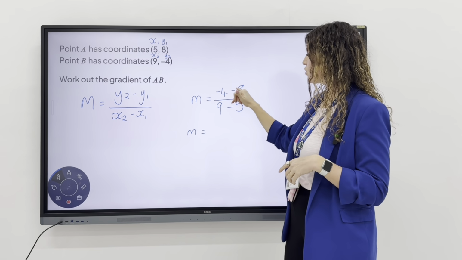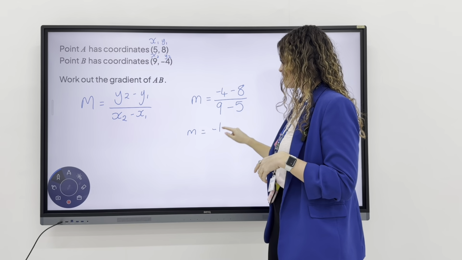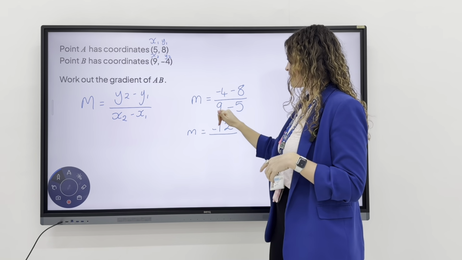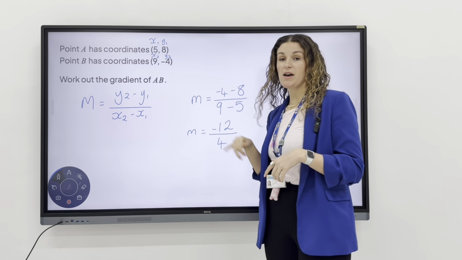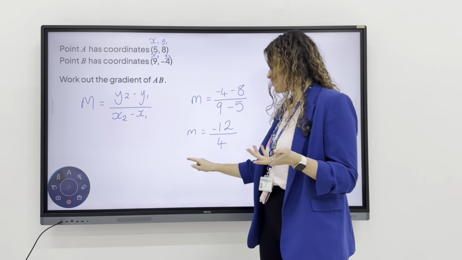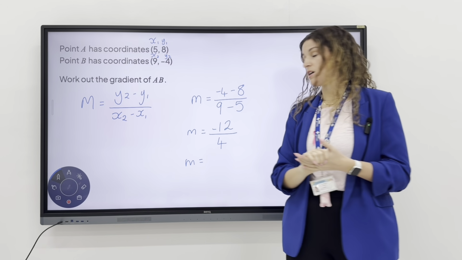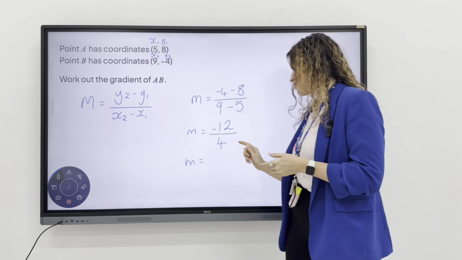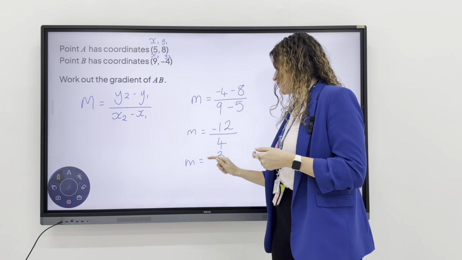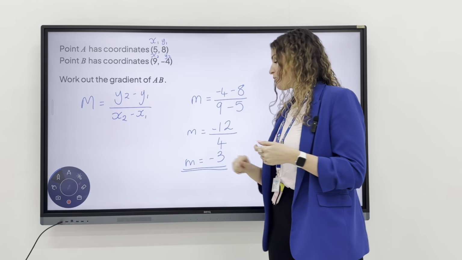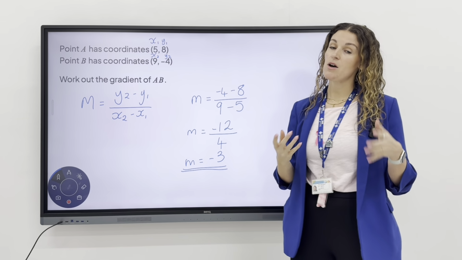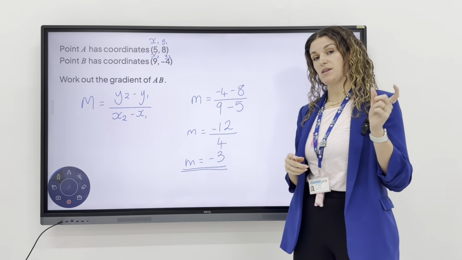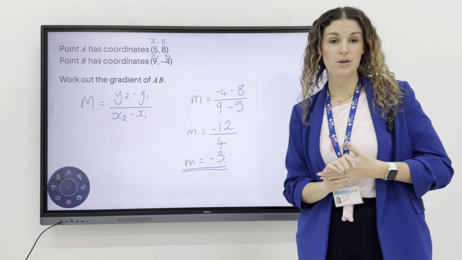So -4 subtract 8 will leave me with -12. 9 subtract 5 leaves me with 4. Now -12 divided by 4, I can calculate that out, so there's no need to leave this as a fraction. This would be -3. And remember that gradient is notated by m. So think about when you have the equation of a line, m is always your gradient. Okay.